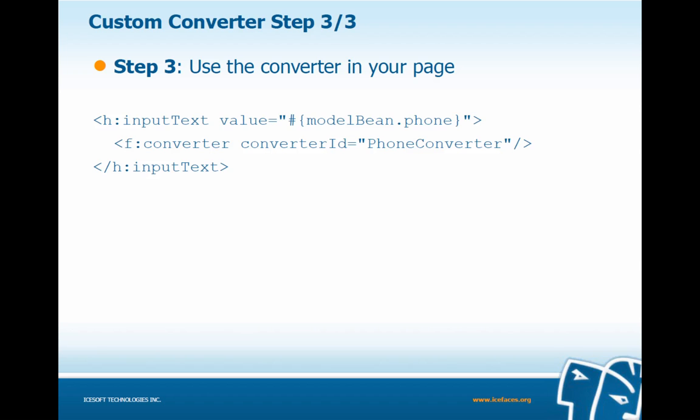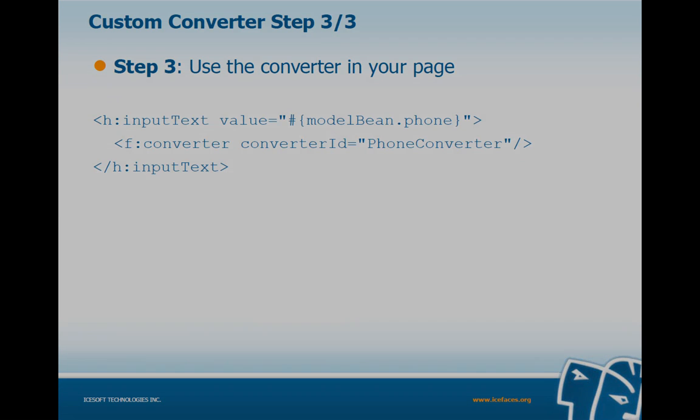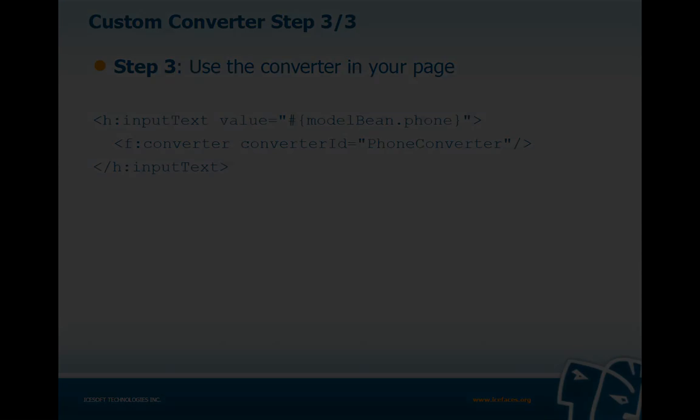And finally, step 3 is to use our converter in our page. So we have an input text, and the child component is an fConverter tag with a converter ID corresponding to the name of our converter, which is phone converter. And that concludes our lecture on JSF converters.